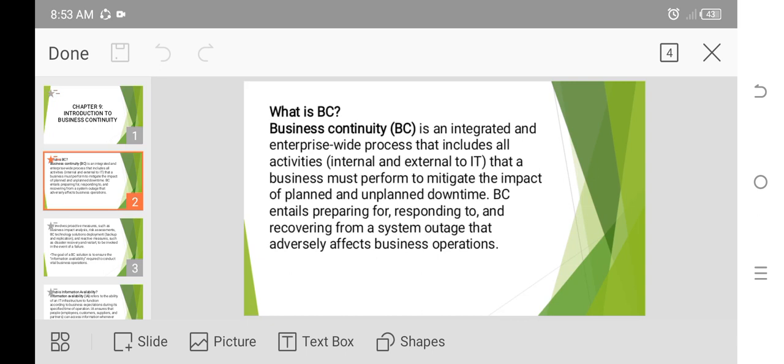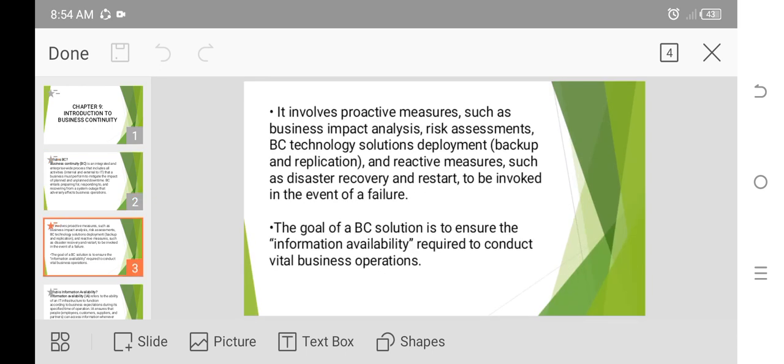BC, or Business Continuity, is an integrated and enterprise-wide process that includes all activities that a business must perform to mitigate the impact of planned and unplanned downtime. BC entails preparing for, responding to, and recovering from a system outage that adversely affects business operations. It involves proactive measures such as business impact analysis, risk assessment, BC technology solutions deployment, and reactive measures such as disaster recovery and restart to invoke in the event of a failure.